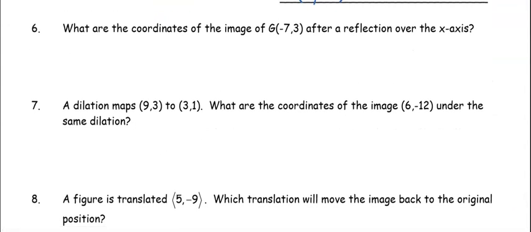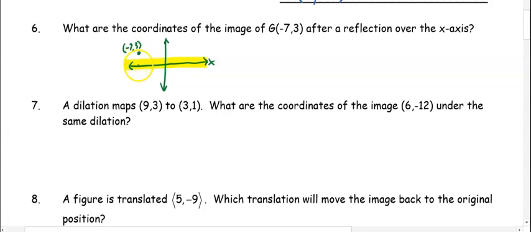What are the coordinates of the image of G -7, 3 after a reflection over the x-axis? So remember that on a coordinate plane, the x-axis is our horizontal line. So if I have -7, 3, that's going to be somewhere over here. So in order to flip it over the x-axis, we know that we are 3 units away from the x-axis, so we'd go 3 the other direction. So that new coordinate would be -7, -3. So all you're doing to flip over the x-axis is to change the sign of the y-coordinate.